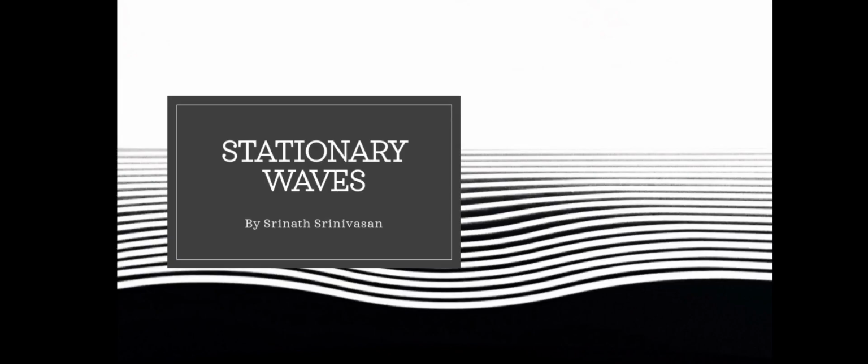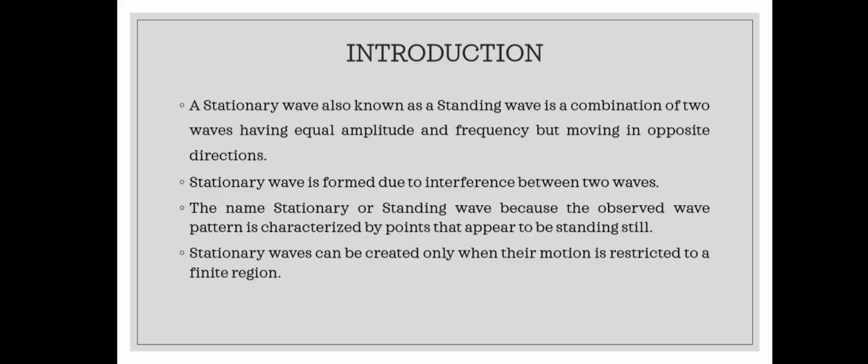Alright, let's get started. So a stationary wave, also known as a standing wave, is a combination of two waves having equal amplitude and frequency, but they move in opposite directions. Now stationary waves are formed due to interference between two waves. Now it's a combination of constructive and destructive interference that leads to the stationary wave pattern.